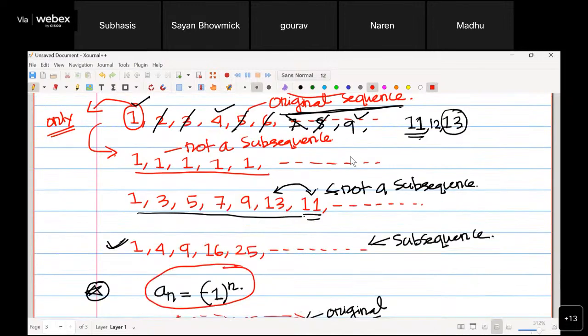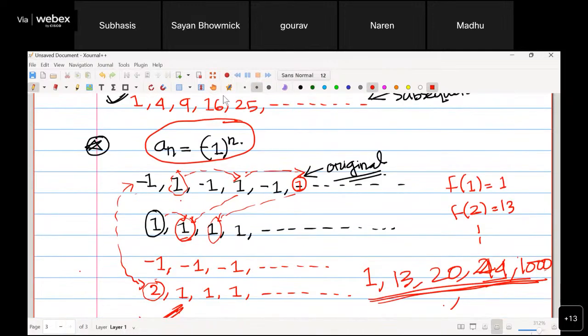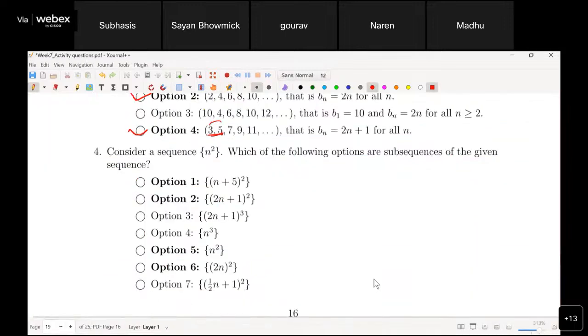Sure. Okay, so let me solve the last question related to the subsequence. The last question that I wanted to discuss, this particular question. Can you tell me what will be the subsequence of this sequence?